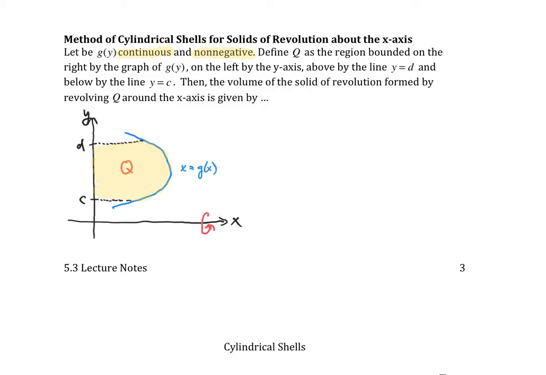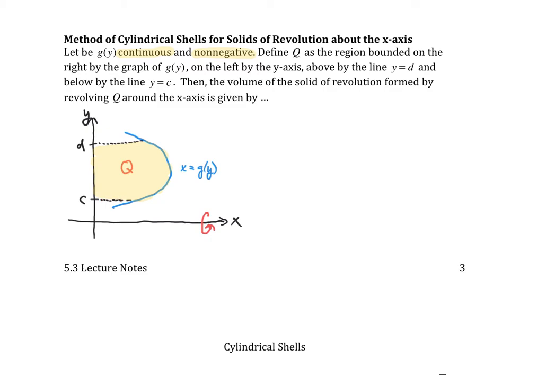So let's just make sure we understand the situation. We define Q as a region bounded on the right by the graph g of y. Whoops, I made a little error there. This should be g of y, not g of x, because y is our independent variable. It's bounded on the left by the y-axis. It's bounded from above by y equal to d. It's bounded from below by y equal to c.